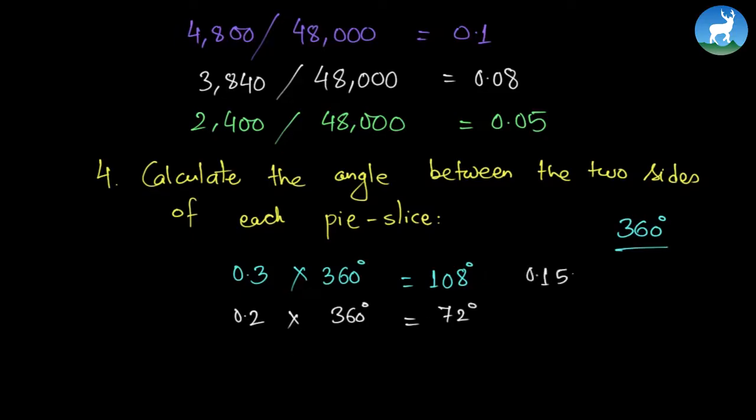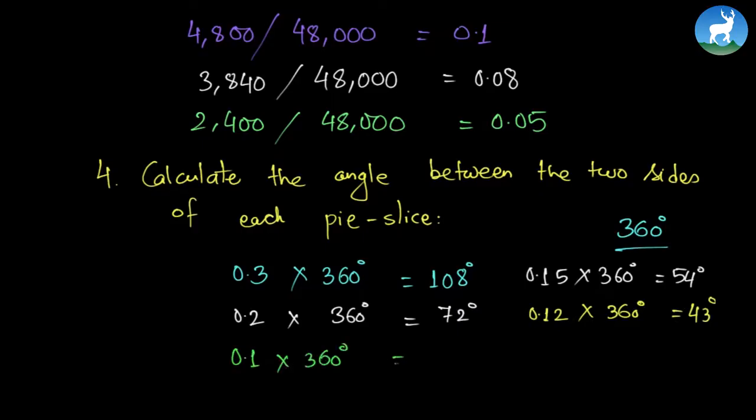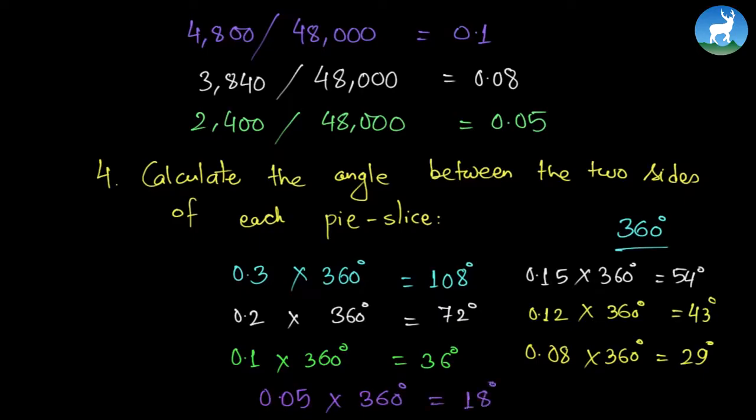Likewise, 0.15 is multiplied by 360 degree, which turns out to be 54 degree. You can use a calculator for these calculations. 0.12 is multiplied by 360 degree, which turns out to be 43 degree. 0.1 is multiplied by 360 degree. Now this is an easy one, so it's 36 degree. 0.08 is multiplied by 360 degree, and it is 29 degrees. Last but not the least, 0.05 is multiplied by 360 degree, which turns out to be exactly 18 degrees.